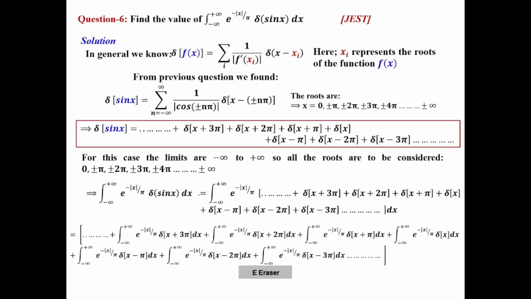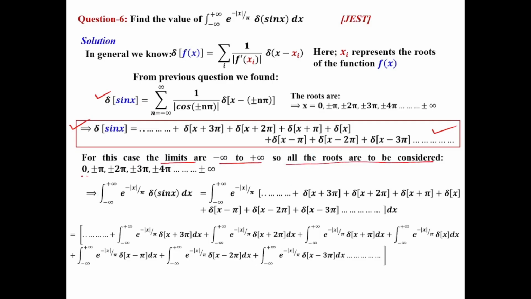Here, as per the limit, all the sine roots we are going to consider. In general, first we are going to consider what is the value of delta sin x. Already we have evaluated it, and here also I have written again that delta f x is this one. Xi is the representation of the root. From the previous question we found that delta sin x equal to the sum of 1 by cos n pi, delta x minus or plus n pi. These things we have discussed, and we found this one. Okay, delta sin x equal to this in general. For this case, the limits are minus infinity to plus infinity, that means all the roots are to be considered.